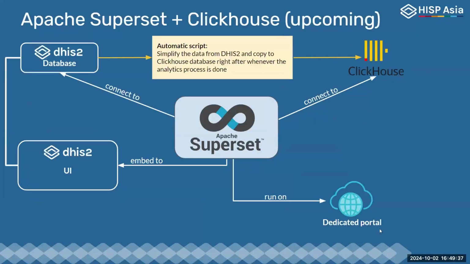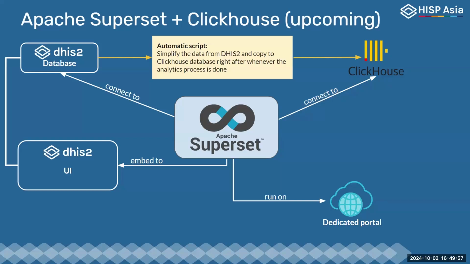So this is the very simple diagram of how Superset and ClickHouse will work. In the center we have Superset. On my left-hand side, there is this DHIS2 instance. In DHIS2 we have two parts: the first part is the database, and the second part is the UI.